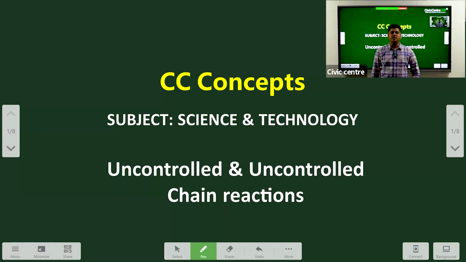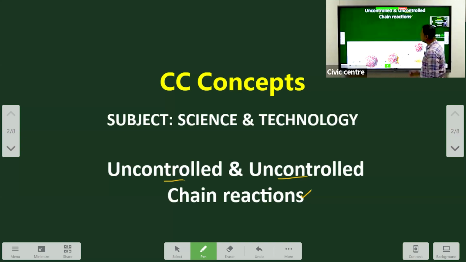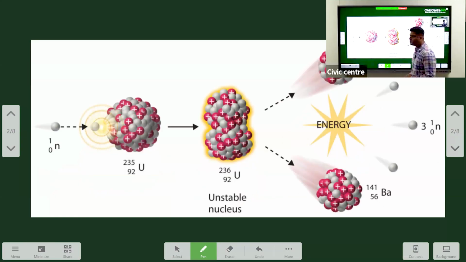And today in this video, we are going to talk about controlled and uncontrolled chain reactions. Now, when we are talking about chain reactions, we are talking about the nuclear fission reactions. Now, let me first briefly explain what happens in a chain reaction, or what happens in a nuclear fission reaction.